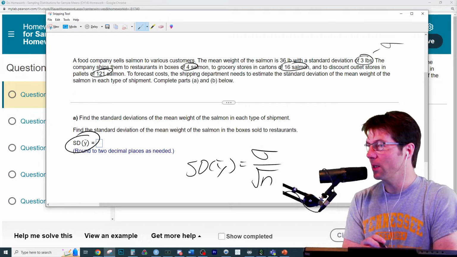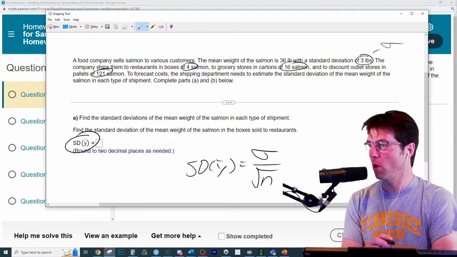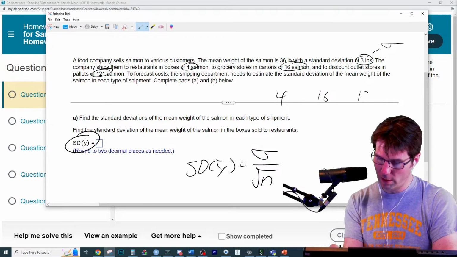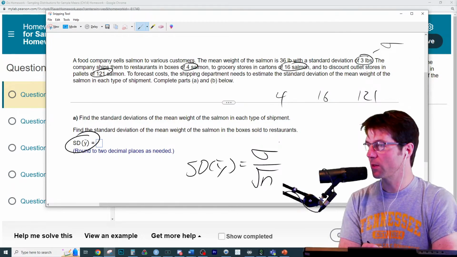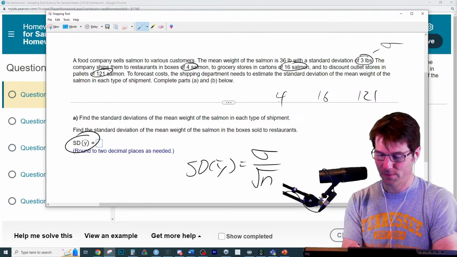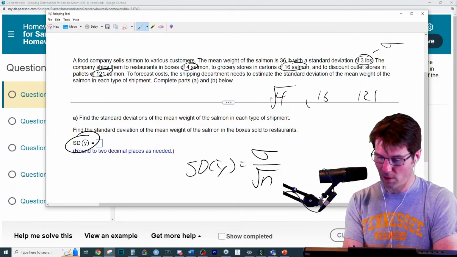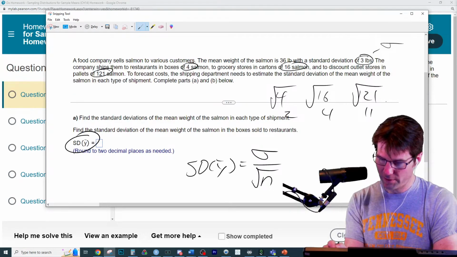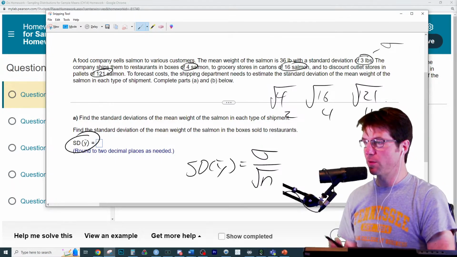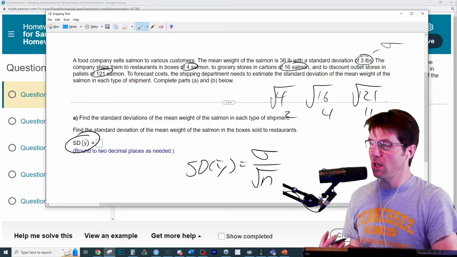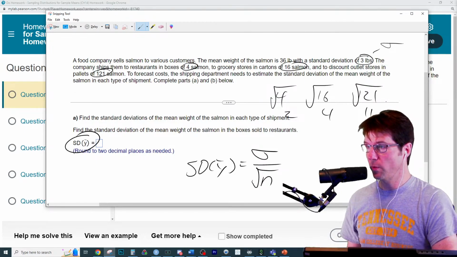And we know what's really interesting about these? 4, 16, and 121 are all perfect squares. Very interesting it uses those numbers. So it's 2, 4, 11. They're all perfect squares if you square root them, because that's what we're going to do right here. You're going to notice that the standard deviation of the sample mean gets smaller.